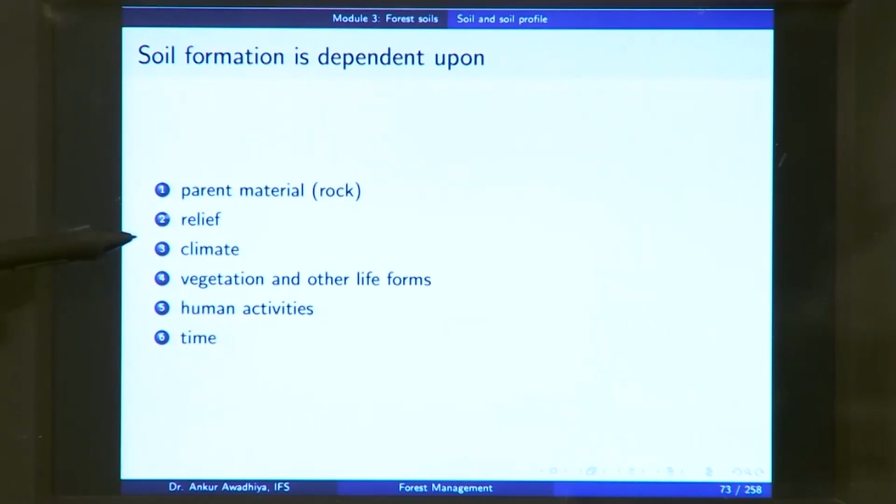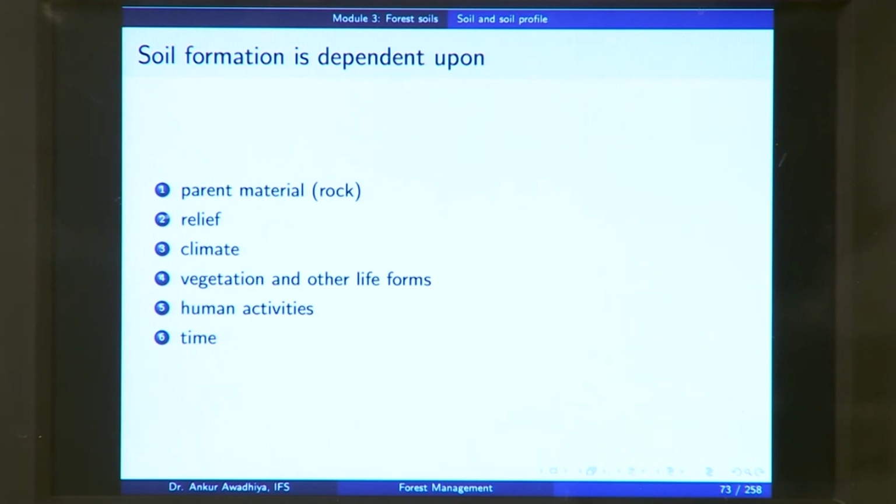Then we have climate. So, if there is a rock that is being exposed to extreme heat and cold, then the amount of weathering will be much greater than a rock that is in an area that has a more equitable climate. So, climate determines the rate of soil formation. Then you have vegetation and other life forms, because biological weathering depends on them. So, if you have vegetation and other life forms, biological weathering will lead to a quicker formation of soil as compared to an area that is devoid of vegetation and other life forms.